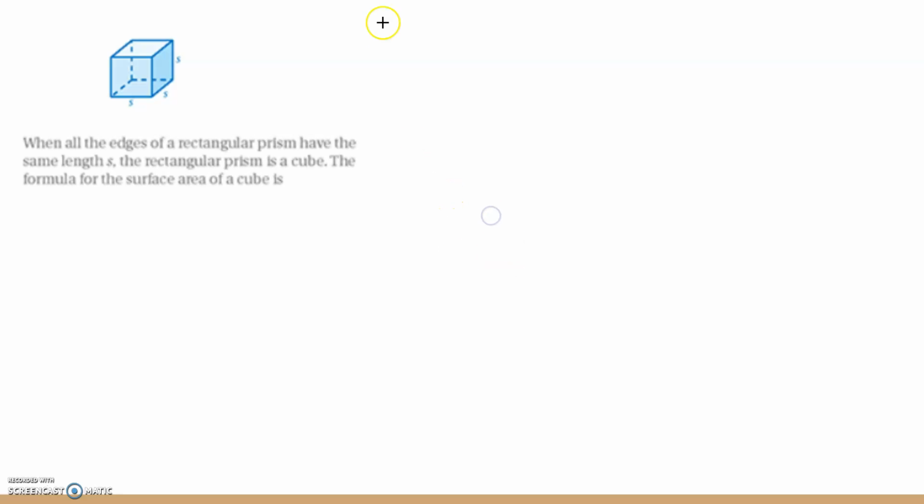Okay, now we're going to be taking a look at a cube. So a cube has all dimensions equal. So we can define a cube as all sides being equal. When all the edges of a rectangular prism have the same length, the rectangular prism is a cube. The formula for the surface area of a cube is S equals 6s squared. The s squared will be the area of one face, and then 6 for the different faces of the cube.